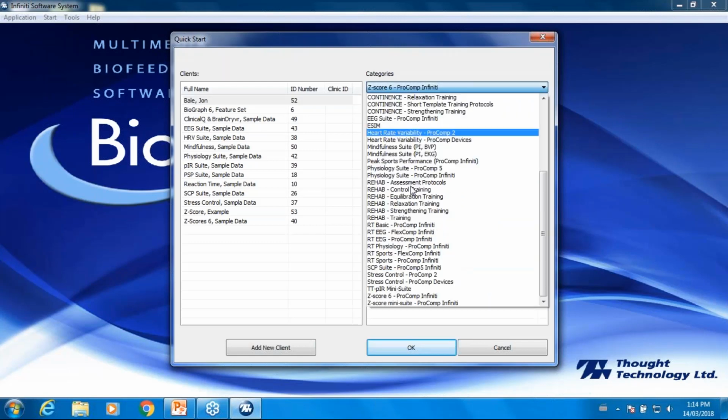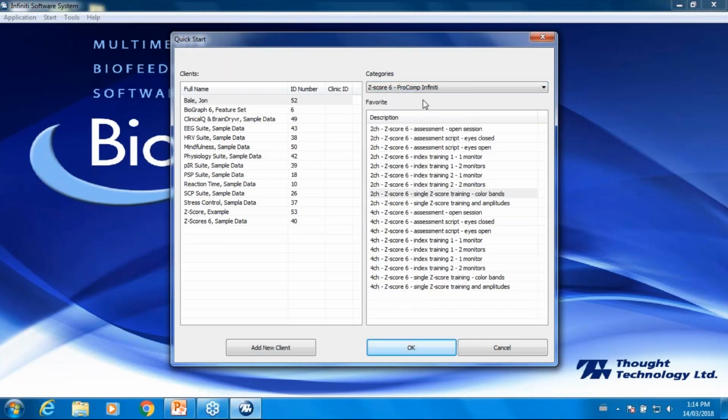On the right, I'm going to choose the Z-score suite, and we're going to notice there's a lot of options here. This might look a little bit daunting, but it's really not. The Z-score suite actually lets us do evaluations and training with either 2 channels of EEG, meaning 2 sensors, or 4 channels of EEG, so 4 sensors. The difference just means that we can either be looking at a lot more stats or a lot fewer stats, and it just depends on what you have access to.